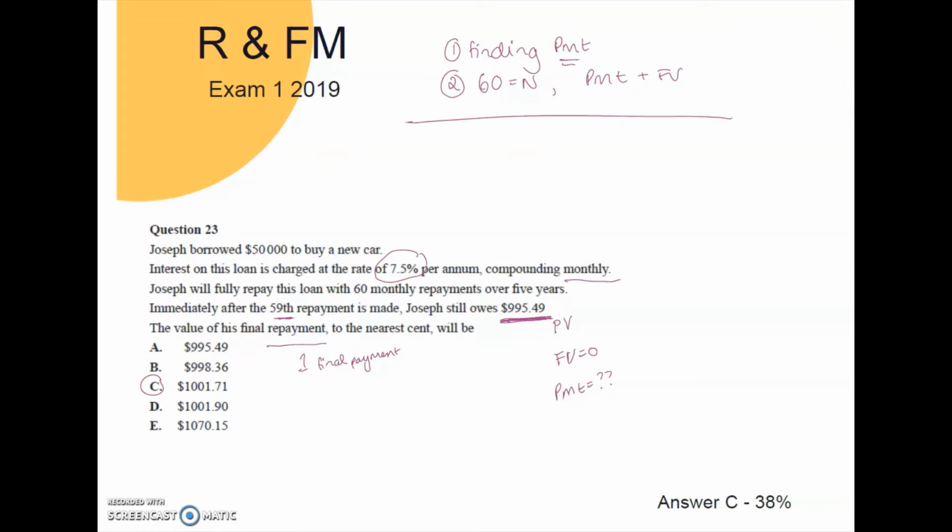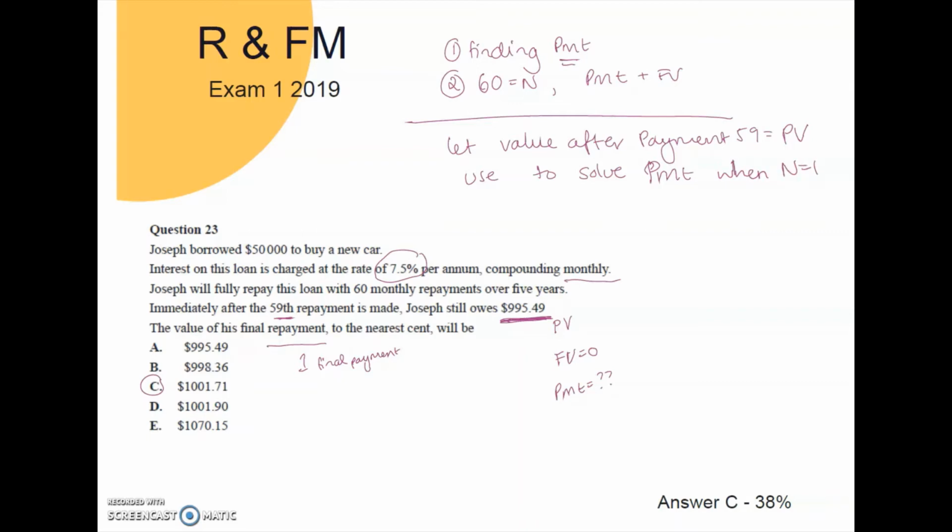In this case, though, because we're told to just let the value after payment 59 be our principal value, then we can use this to solve for PMT when we make one more payment, so when N is 1.